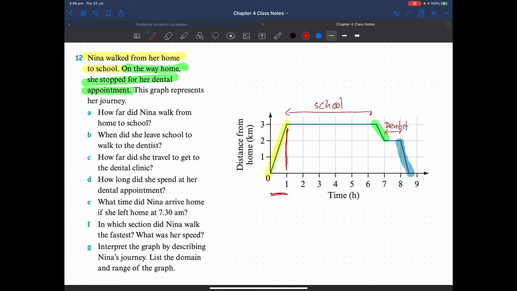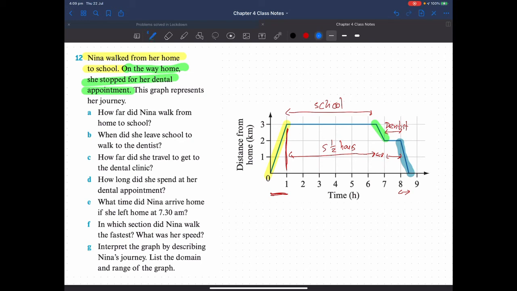She went to school. It took her 1 hour. She was at school for 5.5 hours. She then went to the dentist. It took her half an hour to get to the dentist, which was 2 kilometres away from her house. She was at the dentist for 1 hour and then she returned home. The half hour it took her to go home, she travelled 2 kilometres. So now let's answer the questions. I'll answer the questions in blue.